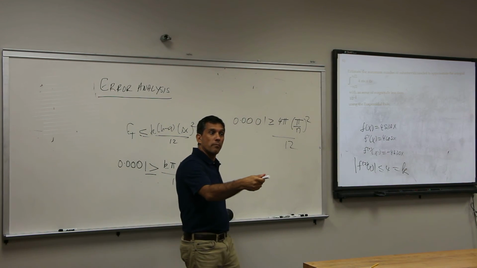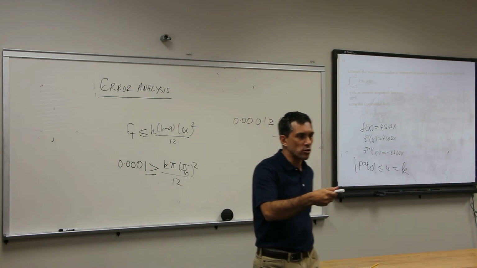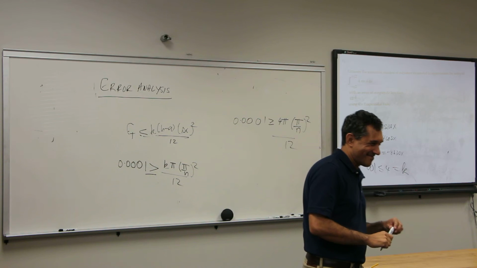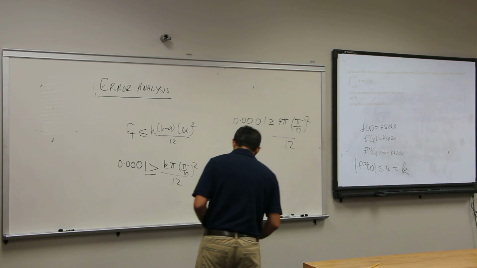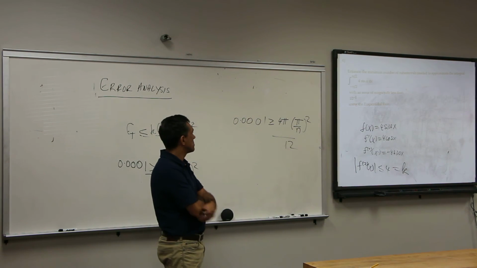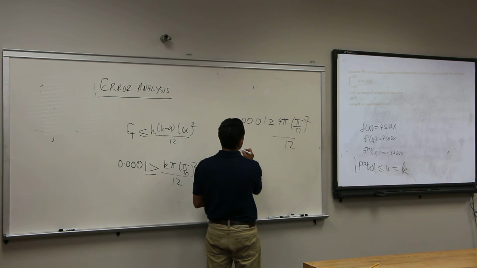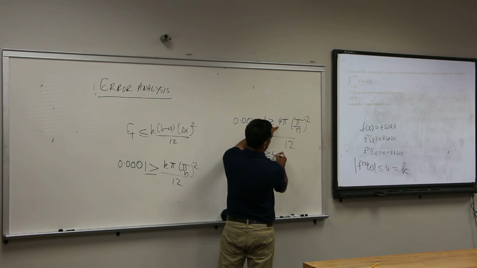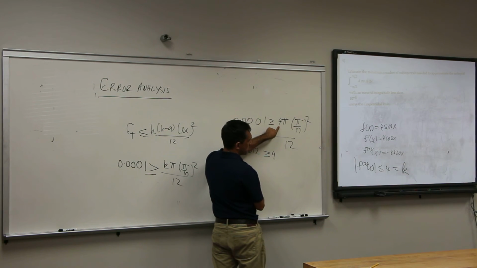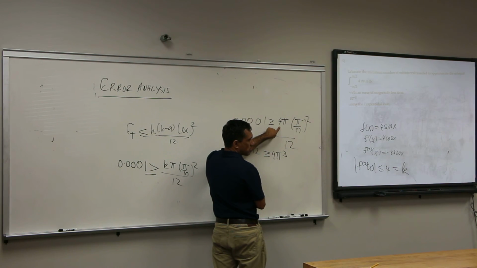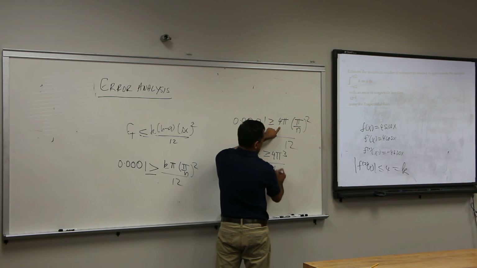And now you will give it to your Math 99 student and say, do you know how to solve inequalities? Who knows how to solve this inequality? Multiply both sides by 12. What do you get? 0.0012 is greater than or equal to 4 pi cubed over n squared.